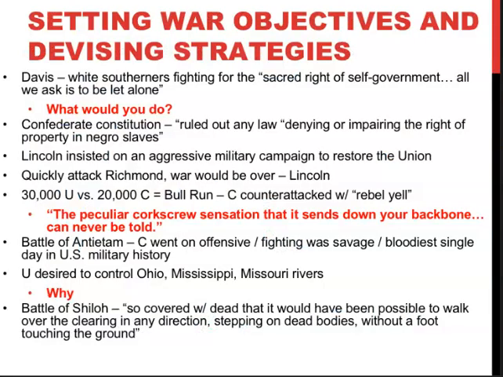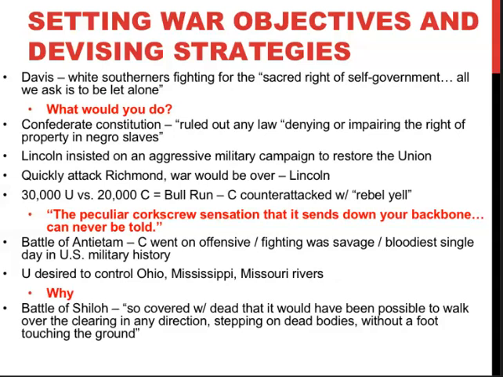Now, Jefferson Davis, President of the South, described white Southerners as fighting for the sacred right of self-government. All we ask is to be left alone. But the mentality was that these whites in the South were fighting for their freedom, for their liberties, for the things that were their livelihood. The Confederate Constitution ruled out any law denying or impairing the right of property in Negro slaves. So the Constitution of the Confederate States of America said that there would be no way to deny or impair the right of property as far as slaves go. So they were going to be property forever.